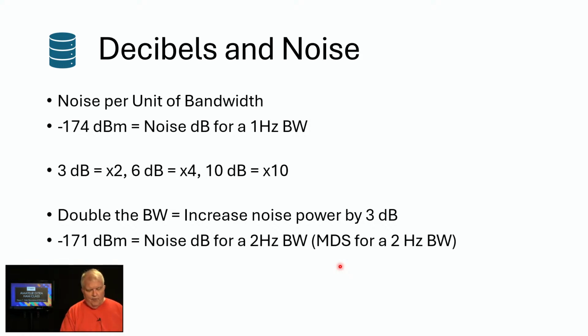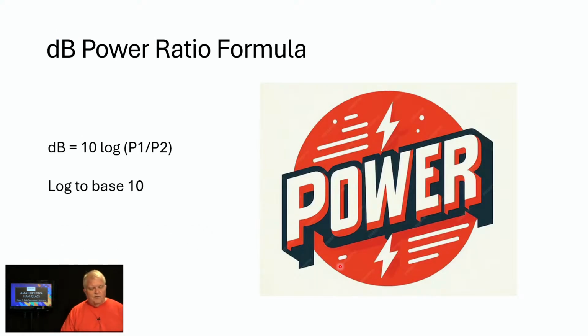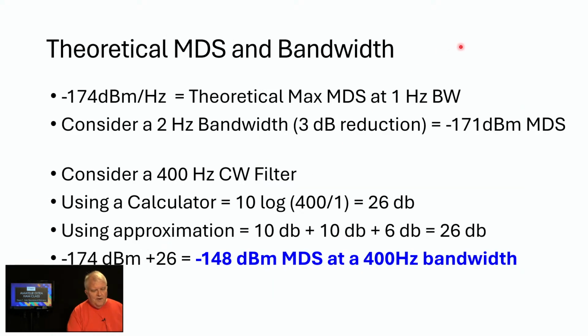And you might remember the formula, I think it's in the book, for decibels is 10 log to the base 10, one power over the other power, and it gives you the answer in dB. But also remember that 3 dB is times 2, 6 dB is times 4, 10 dB is times 10. Knowing those, you can get the answer to most problems you want to work out. So theoretical minimum discernible signal and bandwidth. This is where we started again. Minus 174 at 1 hertz. We took it with a 2 hertz or 3 dB reduction to minus 171.